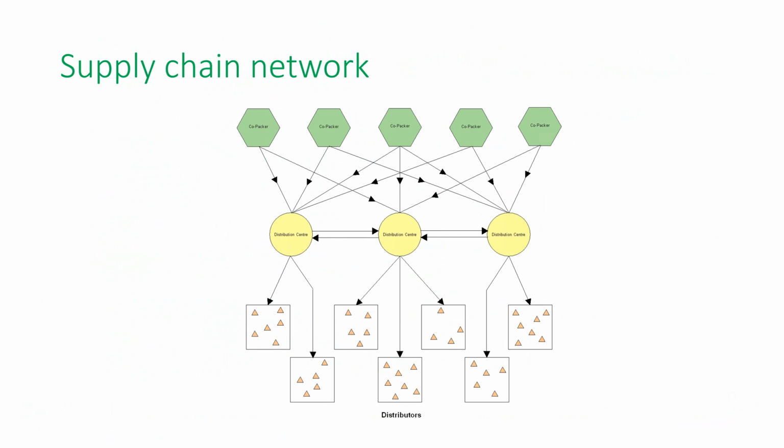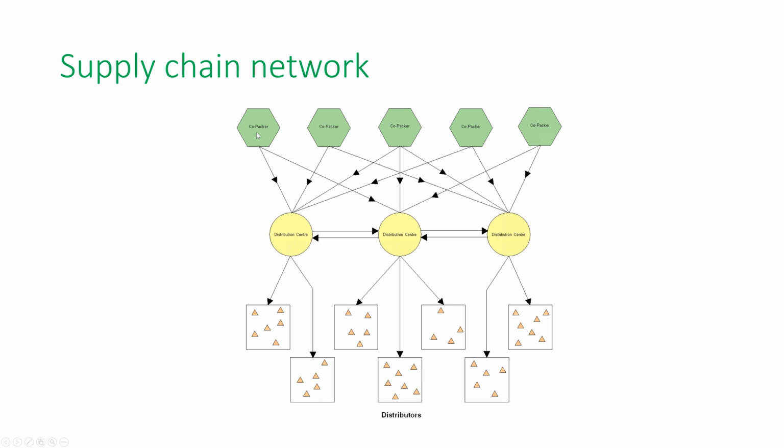So let's look at the supply chain network. Here at the top, we see co-packers, shown in green. Co-packers are basically production facilities. These facilities are not owned by the company, but rented. They were renting the time for it. And for distribution centers, they were renting space.